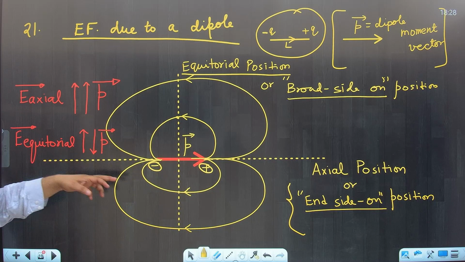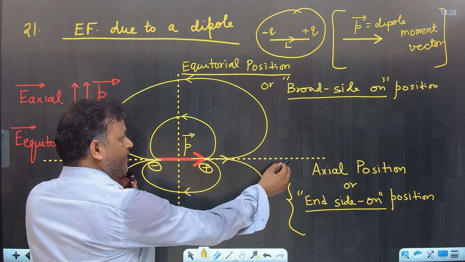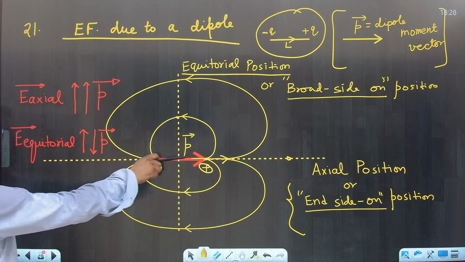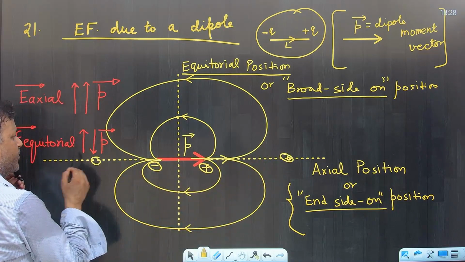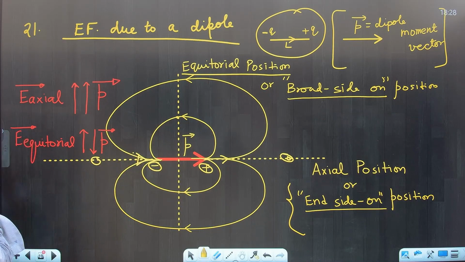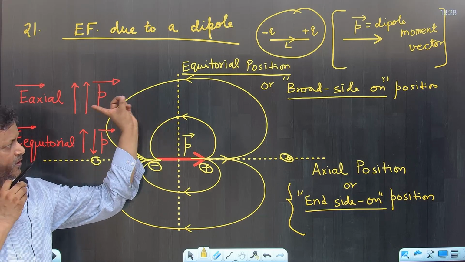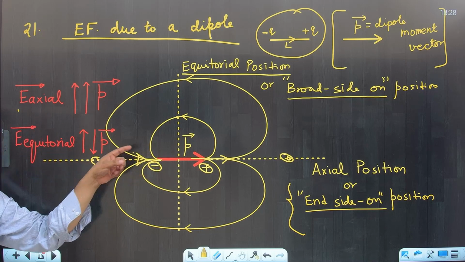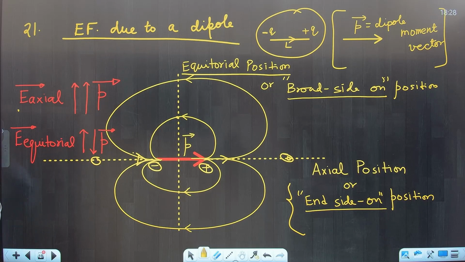So E axial, and here electric field is parallel. At axial position, electric field is parallel to P, whether it is in front of dipole or in back of dipole. So at both points, electric field is parallel to P. And you can observe that at this point, equatorial position, electric field is in this way and opposite to P. So E axial is parallel to P, like this and this, and E equatorial is anti-parallel to P, right?